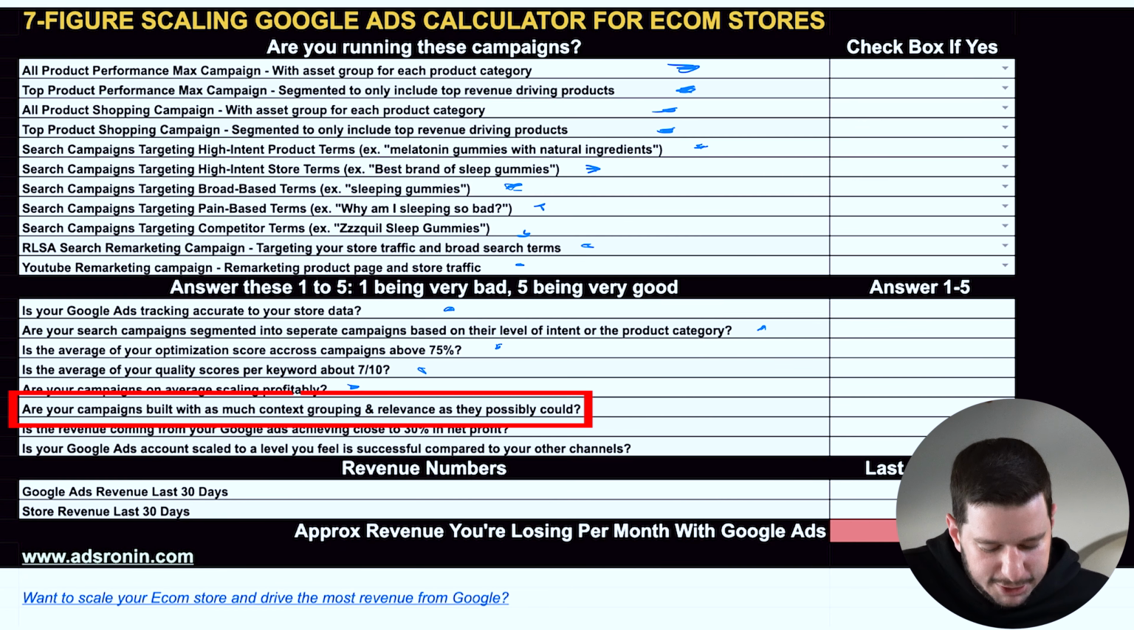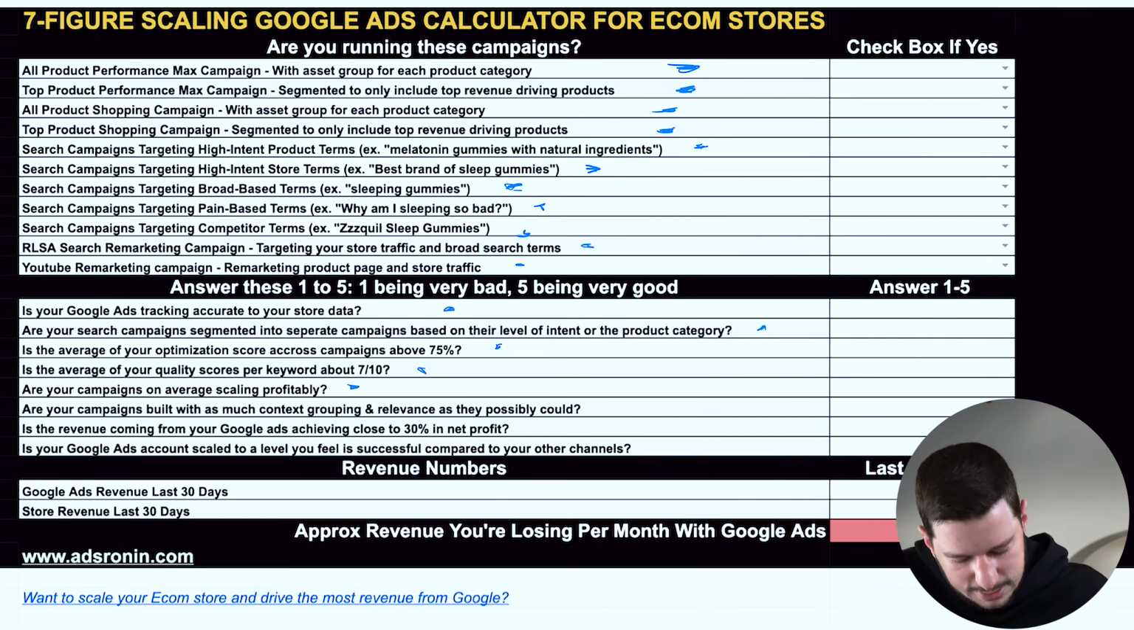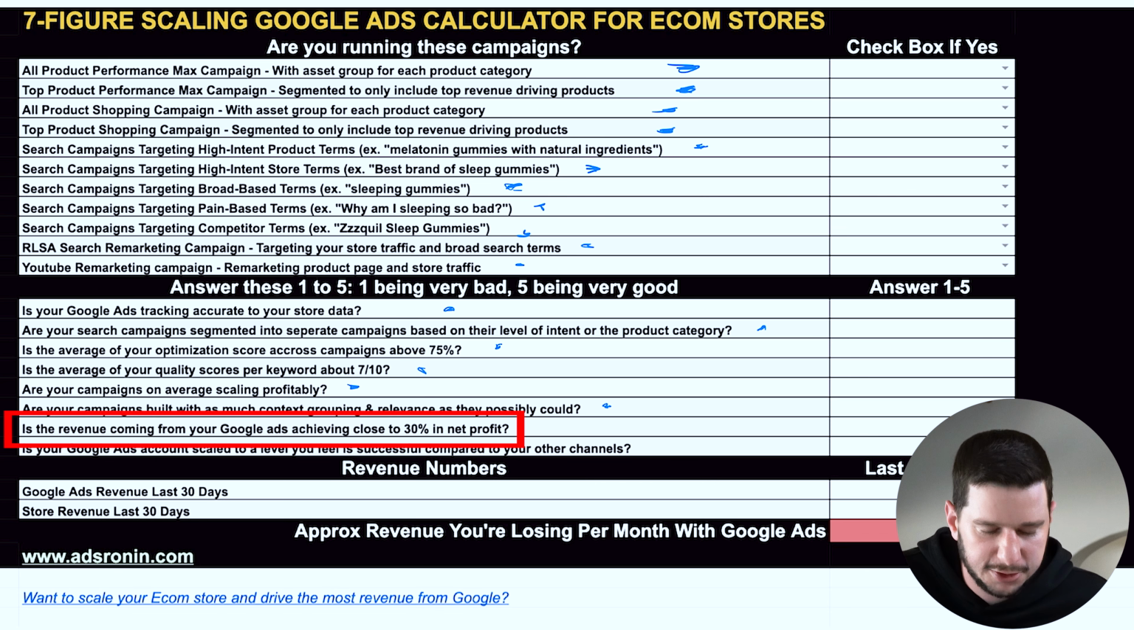Are they built with as much context grouping and relevance as possible? That's going to play into the context of all the different campaigns we talked about on the search side of things. PMAX too, PMAX and shopping as well, but it's more of an overarching concept that we already kind of over-explained, so I won't go too much into that. Is the revenue coming from your Google ads achieving close to 30% net profit? That's going to be relevant to ROI.